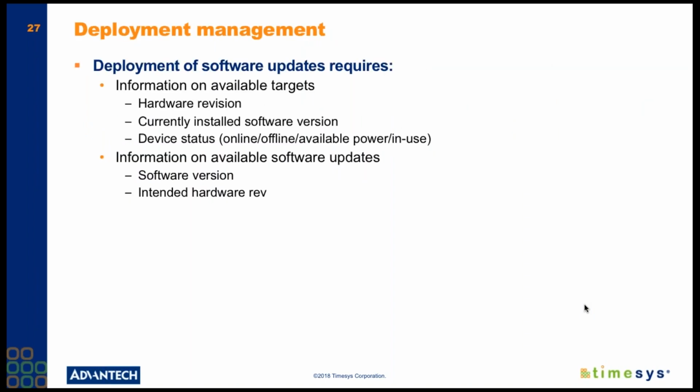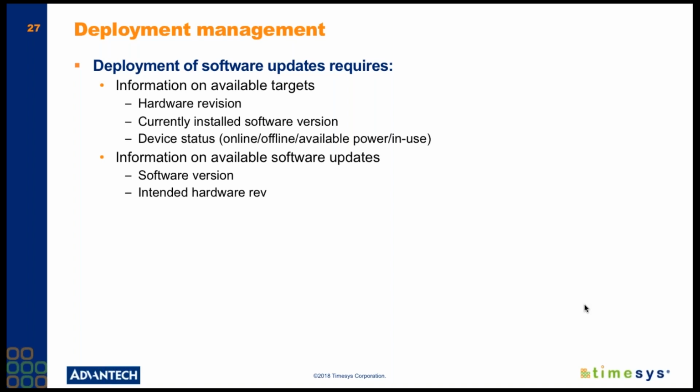Deployment management. If you want to manage the deployment of software updates in a field, you typically are going to need information about available targets. What's the hardware revision, currently installed software on those different boards? What's the current device status, whether they are online, offline, are they in use? How much power is available from a battery? I don't want to start an update if there is only 1% of battery available, right?